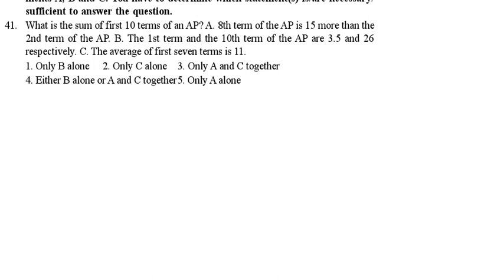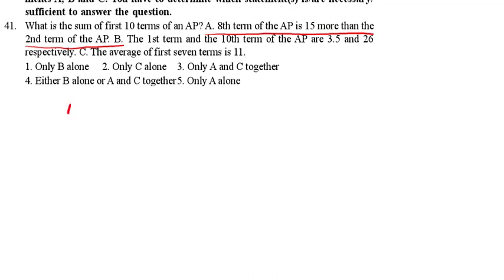What is the sum of the first 10 terms of an arithmetic progression? Statement A: the eighth term of the arithmetic progression is 15 more than the second term. By using statement A, what are we going to get? Take the first term as small a. For an arithmetic progression there will be a common difference, CD stands for common difference. Common difference is D, first term is A. Then what is the eighth term?